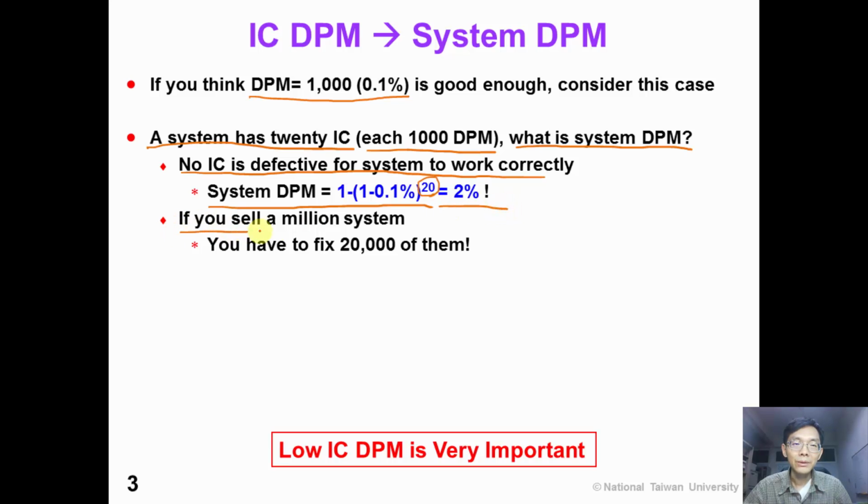That means if you sell 1 million systems to your customers, you will have to fix 20,000 of them. This is a very bad quality. So low IC DPM is very important for a reliable system.